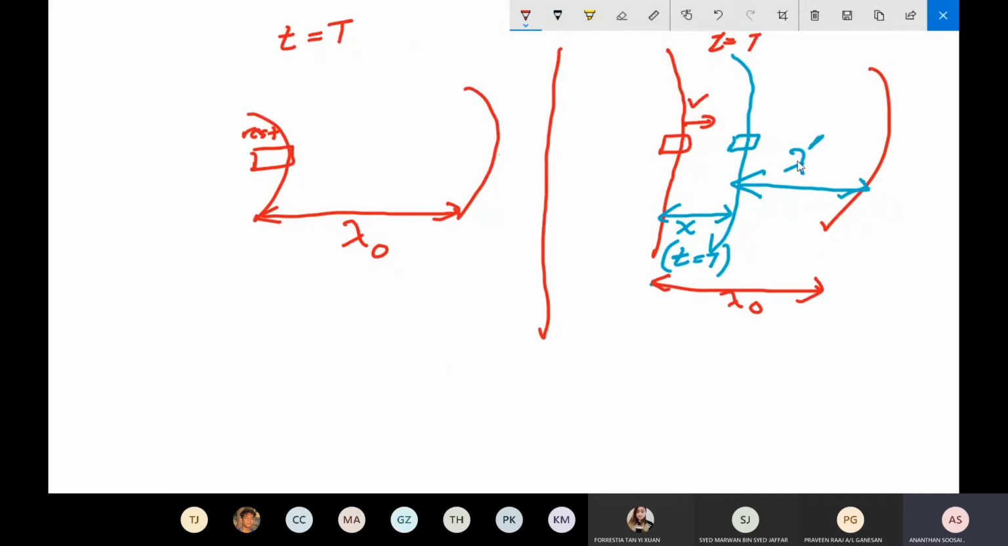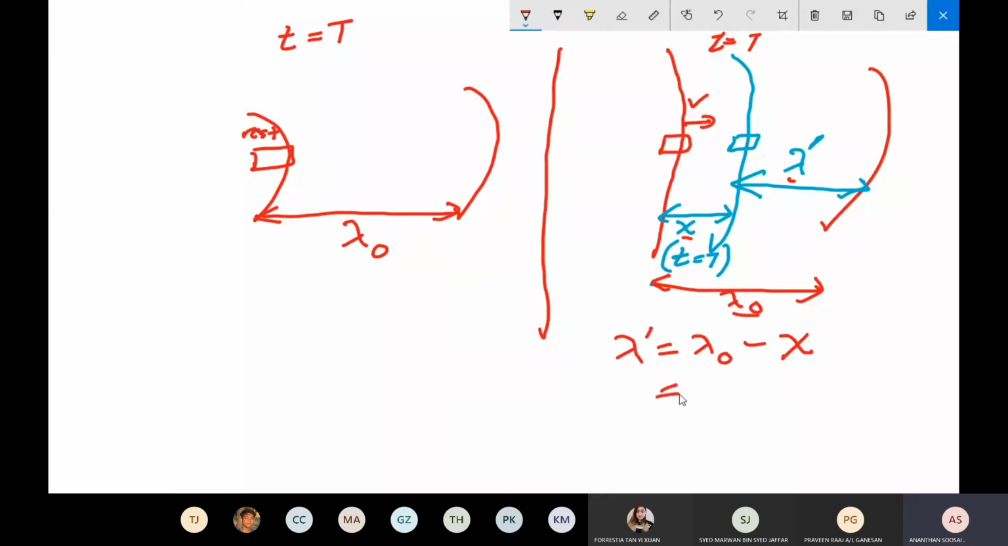Now tell me, how are lambda dash, lambda naught, and x related? Lambda dash is equal to what? Lambda naught minus x. Do you agree? Because x is the distance traveled by the ambulance, the lambda gets shorter. So x plus lambda dash should be lambda naught. Lambda naught is the original wavelength and lambda dash is the new wavelength. From here, the Doppler formula is derived.